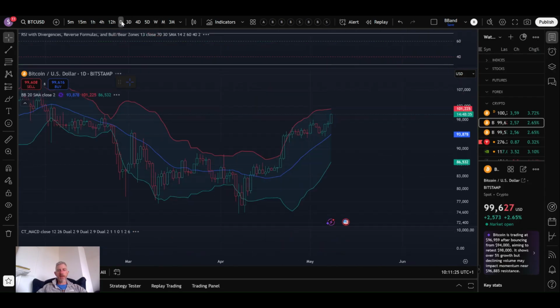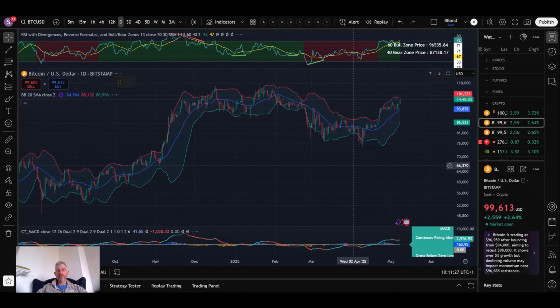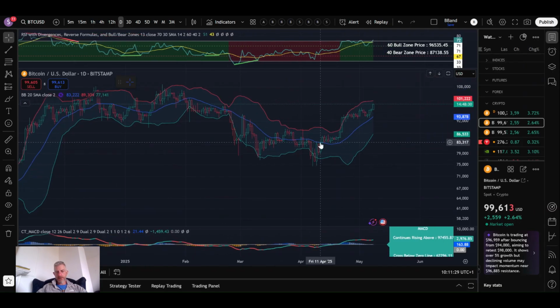Now, let's jump down to the daily time frame. So you can see on the daily time frame that since here, really, which was the 12th of April when price action closed above the midpoint of the Bollinger Band, it went sideways for a bit and then it expanded.